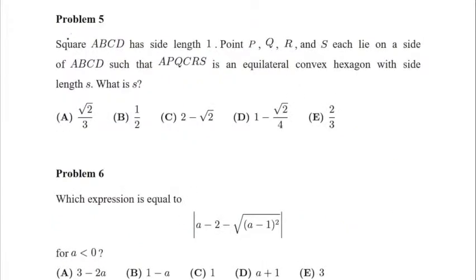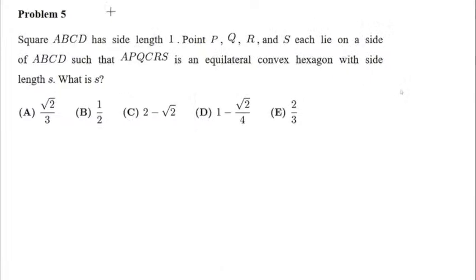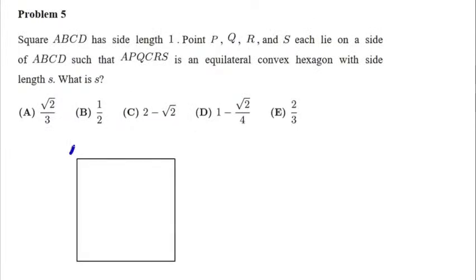Problem number 5. Square ABCD has side length 1, points P, Q, R, S. Okay, so let's draw. We have a square ABCD with side length 1. So it is our figure ABCD. Points P, Q, R, S each lie on the side of ABCD such that APQCRS is an equilateral convex hexagon with side length s. So, let me make it thicker. Okay, so here I say AP, for example, this one, all lengths should be equal.